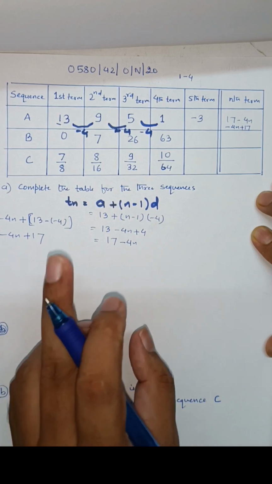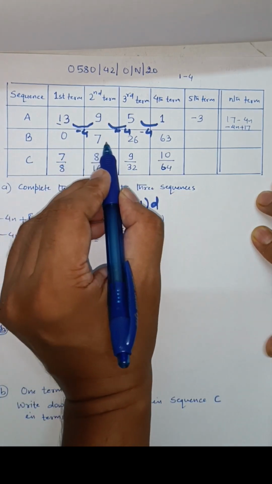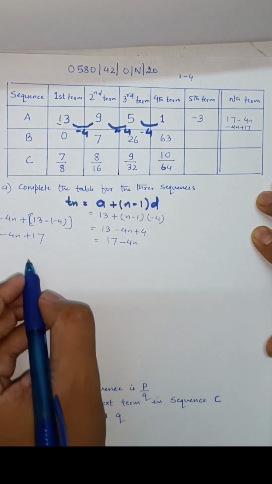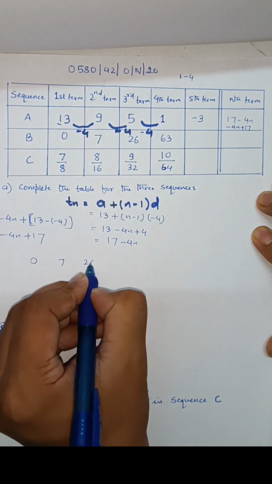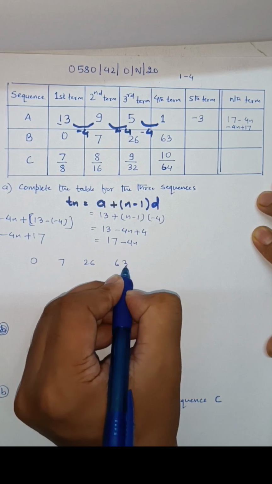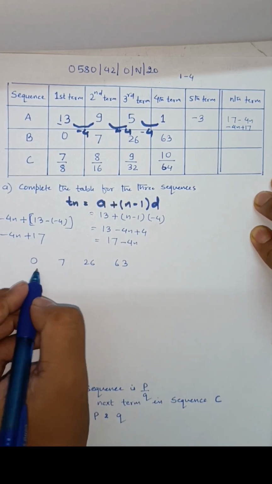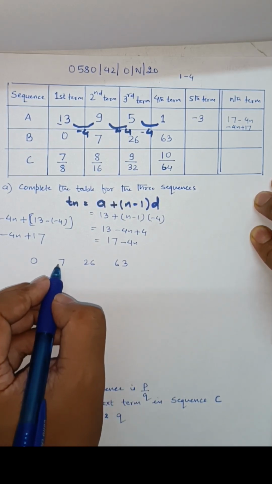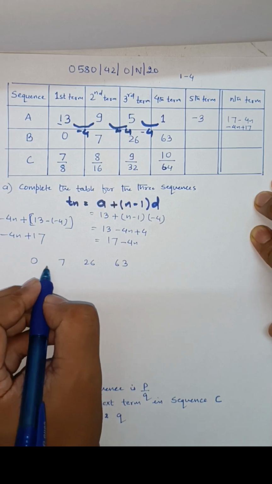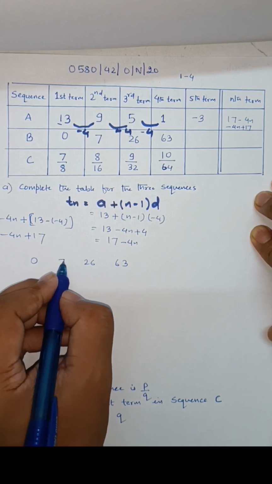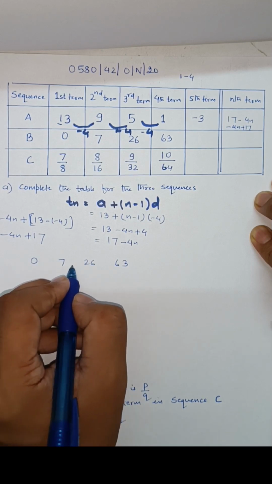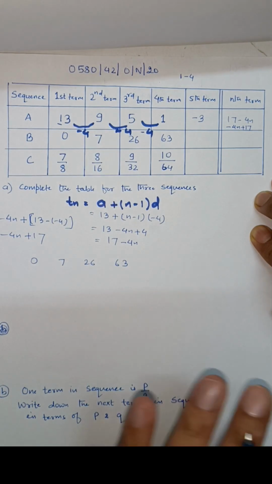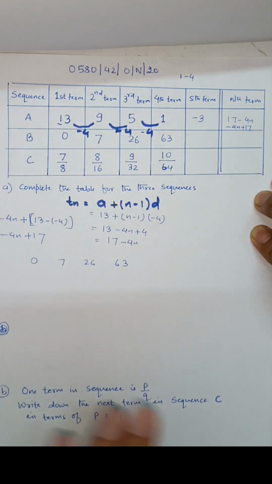Now let's focus on the second question, which is 0, 7, 26, 63. So this is 0, then 7, then 26, then 63. Now we have to think, this is not linear, or we can say arithmetic. It is not an arithmetic progression. Why? Because of the difference. If you see, 7 minus 0 is 7, 26 minus 7 is going to be 19. So it's not going to be constant, right? So that's why we can't say it is an arithmetic progression.